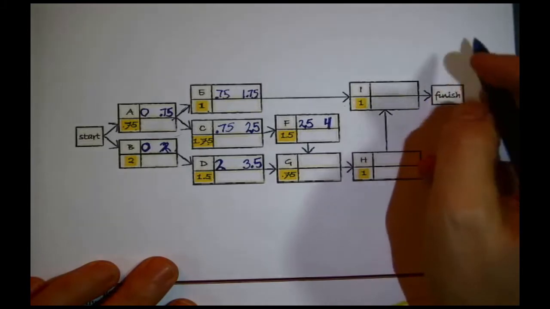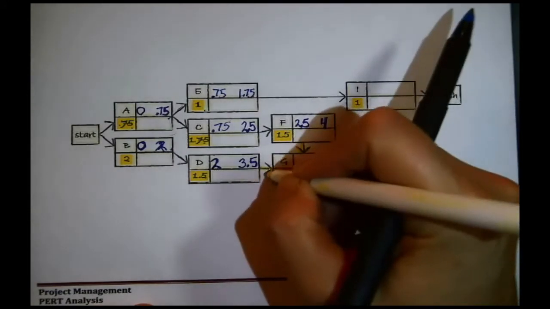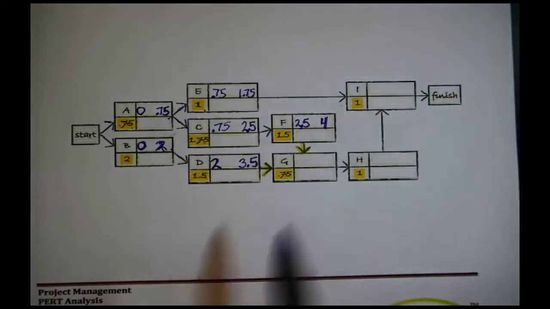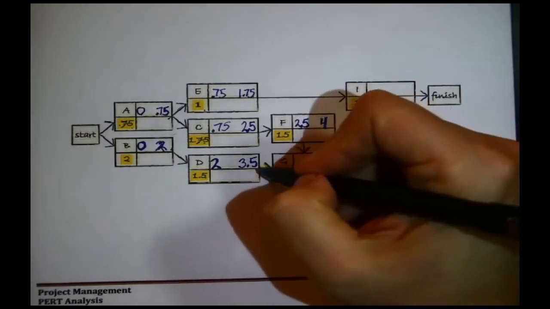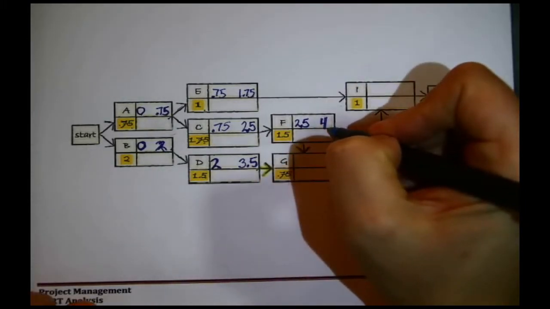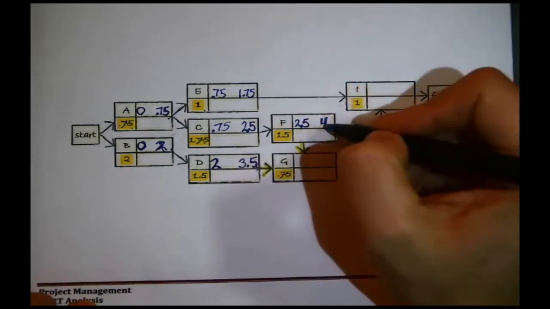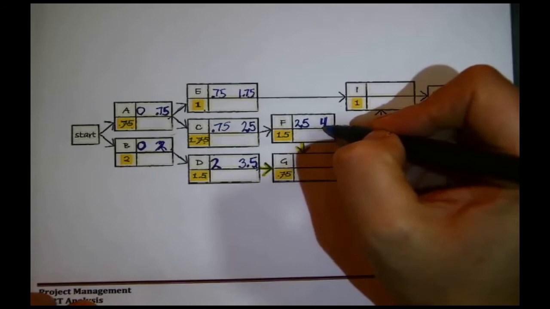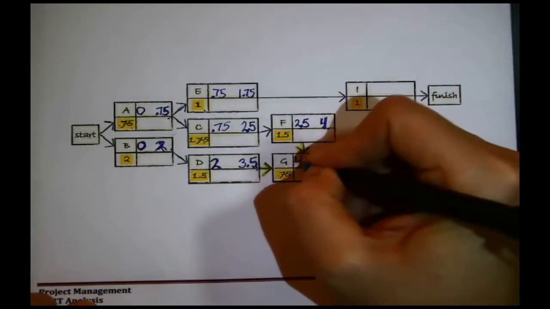Let's see this one, G. G is one of the tasks that we might want to take a little slower. Why? Notice that G has more than one predecessor. There's more than one arrow pointing at it. That means that G can't start until both D and F finish. D could finish at the earliest in 3.5 days. F could finish at the earliest in 4 days. It's waiting on both of them.